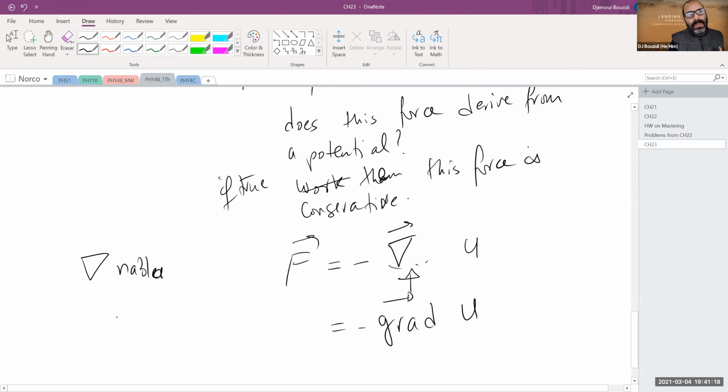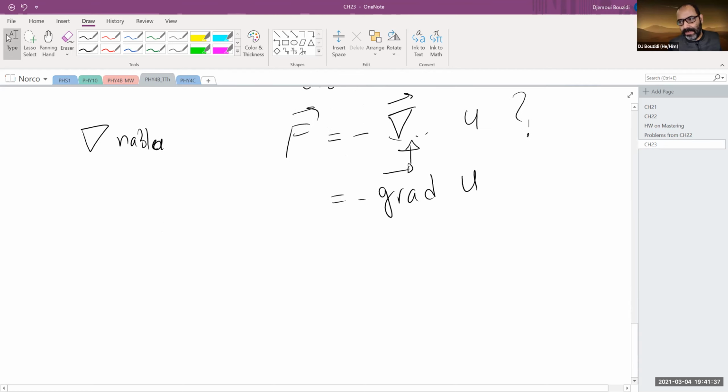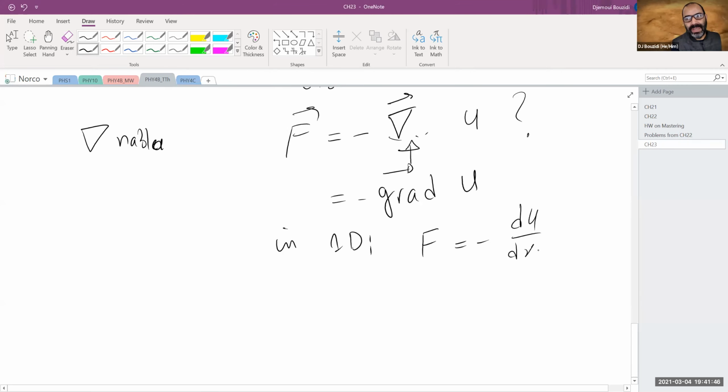Why do I have to use that symbol? Because I'm not dealing with 1D. Actually, we should have used that symbol too when we were doing physics 4A, but we were doing only 1D, just simple problems. We didn't have to worry about them. In other words, here is what that operator is. When we have more than 1D, in 1D the force only has one component, and we say it's minus dU over dx.